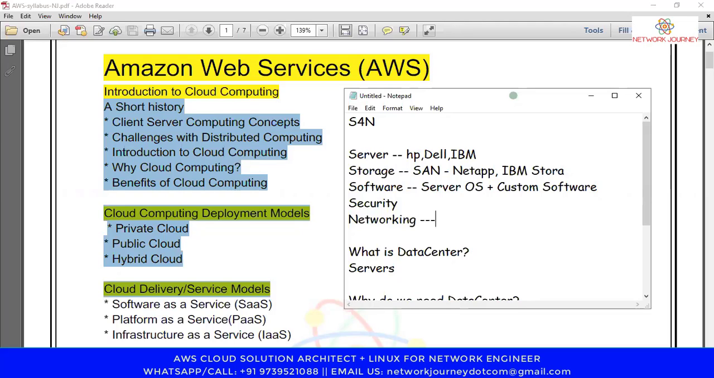So how are we going to build the networking? By means of switches and routers. That can be Cisco switches and routers or any other things.